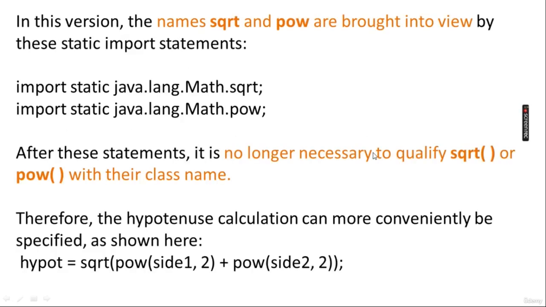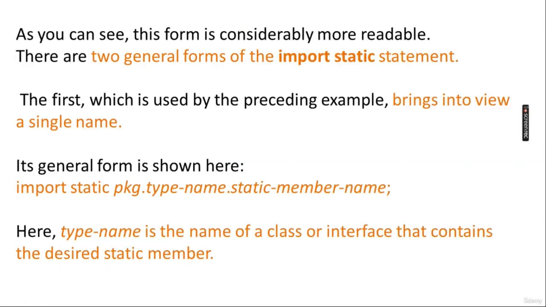Okay. Then sqrt and pow are brought into view by the static import statement: import static java.lang.Math.sqrt and pow. After this statement, it is no longer necessary to qualify sqrt or pow with their class name. So the calculation is as simple as that.